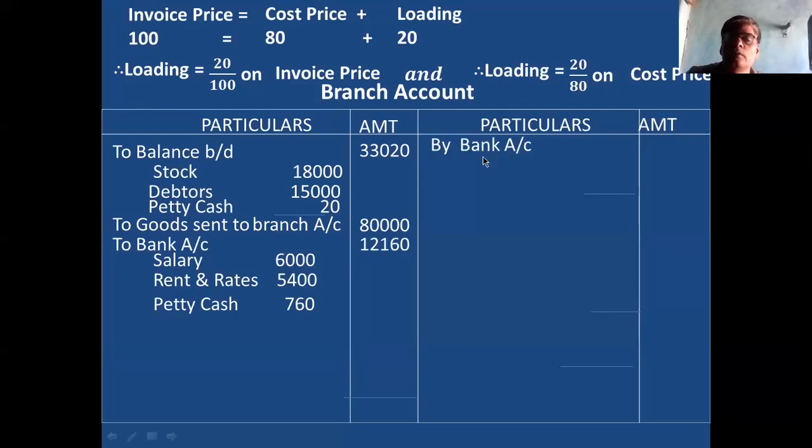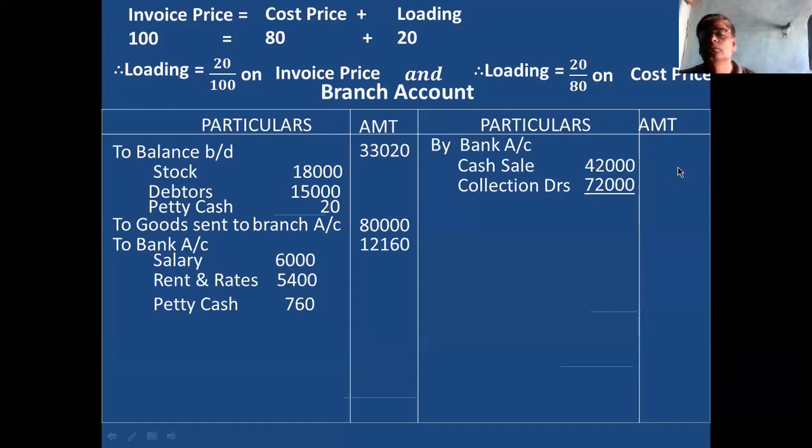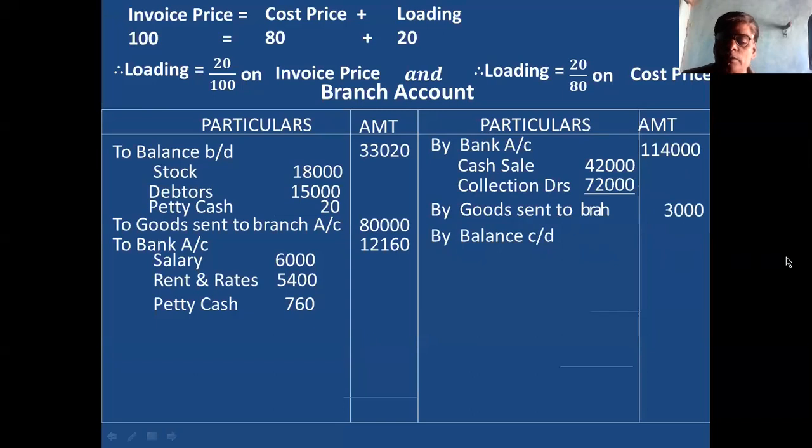Come to the credit side. First item, bank. Under that, cash sale and collection. Collection is 72,000. Cash sale is 42,000. Okay. Total it is 1,14,000. First item completed. Second item, goods sent to branch, 3,000 is there. Third item, balances.